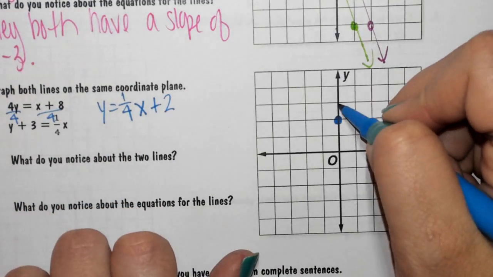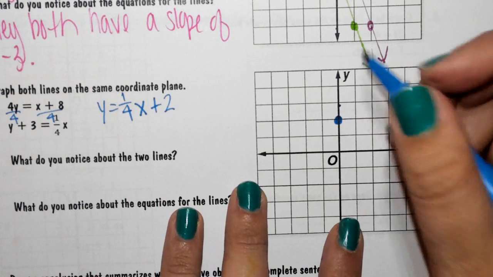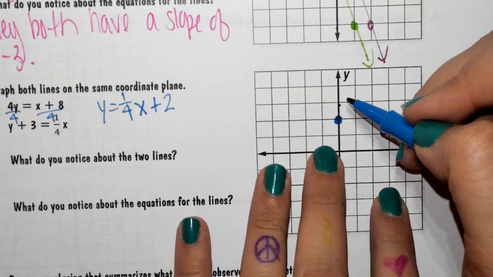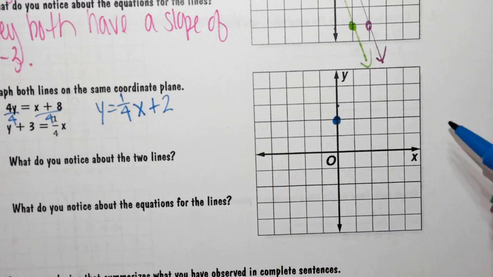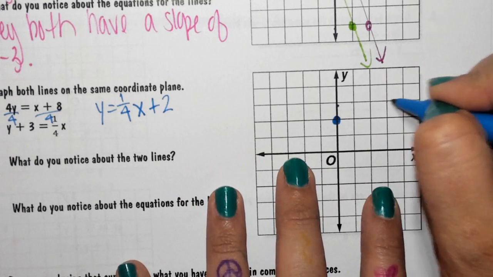Okay, so we're going to go up 1. What's on bottom? Oh my gosh, it's like you've learned something. So is it a positive or a negative? So am I going to go left or right? Right. Fantastic. So I'll go up 1, right 4.